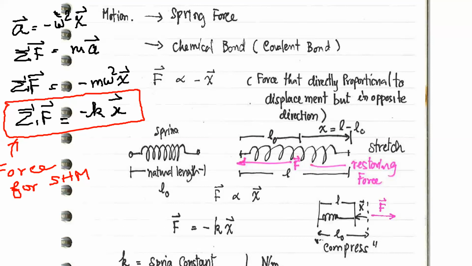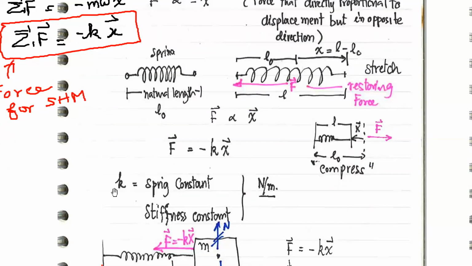A spring has these properties, both when stretching and compressing. So we have F equals minus Kx for a spring, and K is called the spring constant or stiffness constant. The unit of the spring constant, or stiffness constant, is newtons per meter.